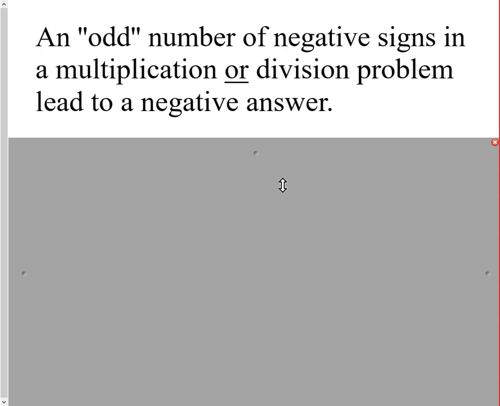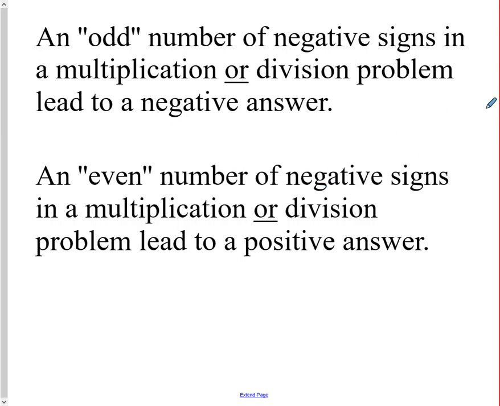So here's kind of the idea, and then I'm going to show this to you in graphical form so it's easier to remember. An odd number of negative signs in a multiplication or division problem leads to a negative answer. So an odd number, 1, 3, 5, 7, 9. Of course, that also means that an even number of negative signs in a multiplication or division problem leads to a positive answer.